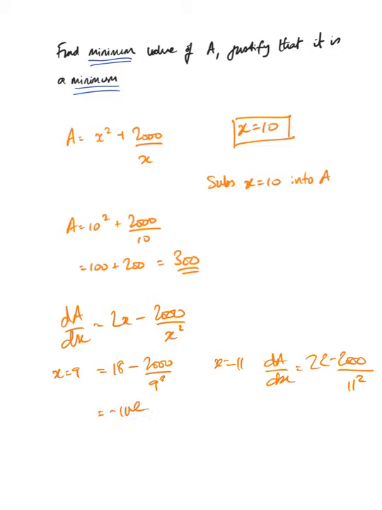This answer is negative, at negative 542 over 81, and this answer is positive, it's 662 over 121. Now what that shows me when I'm going along the graph, the gradient is going from negative when x is 9 to 0 when x is 10 to positive when x is 11. So the only way that can be possible is if it is a minimum.